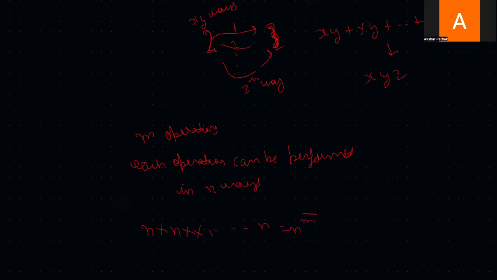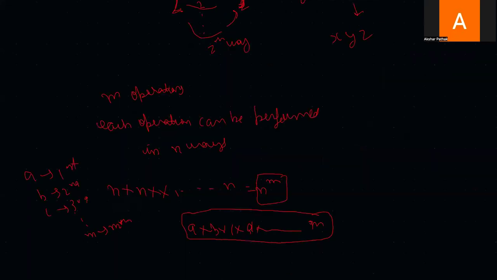And what if the number of ways were distinct, like A for the first operation, B for the second operation, C for the third operation, and up till M for the mth operation? Let's say like that. So would it be A into B into C into D into M? Okay. So this is how the product rule works.